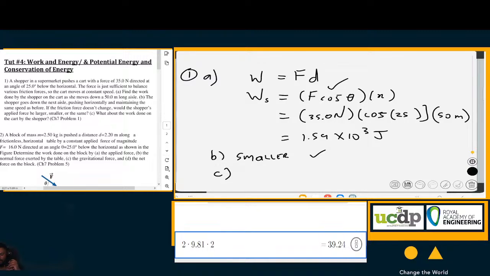Now in part A, the chopper's force had a downward vertical component, increasing the normal force on the car. But in this case, there was no vertical component, so the normal force, the friction force, will be less, which means the force is smaller. And if the force is smaller, the work done is less.